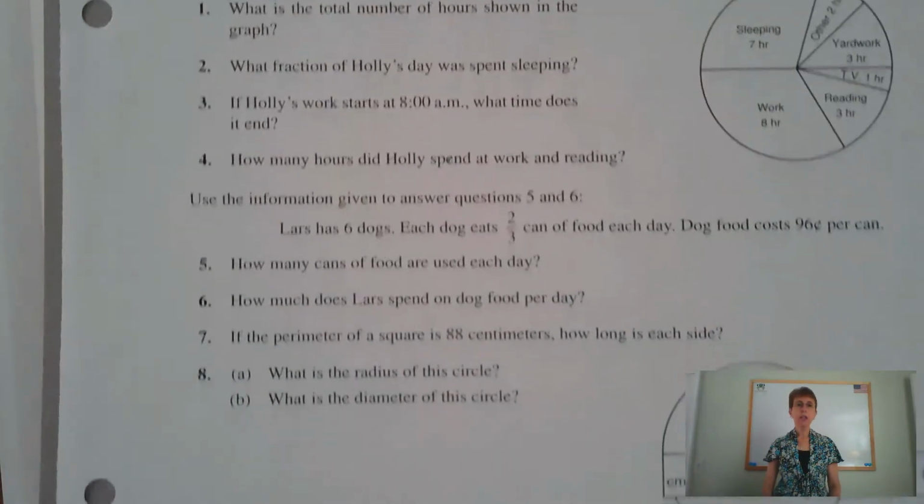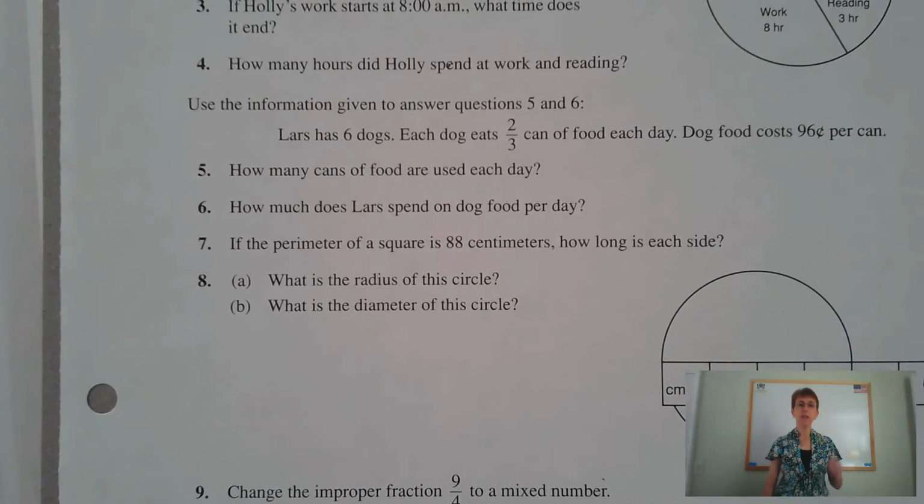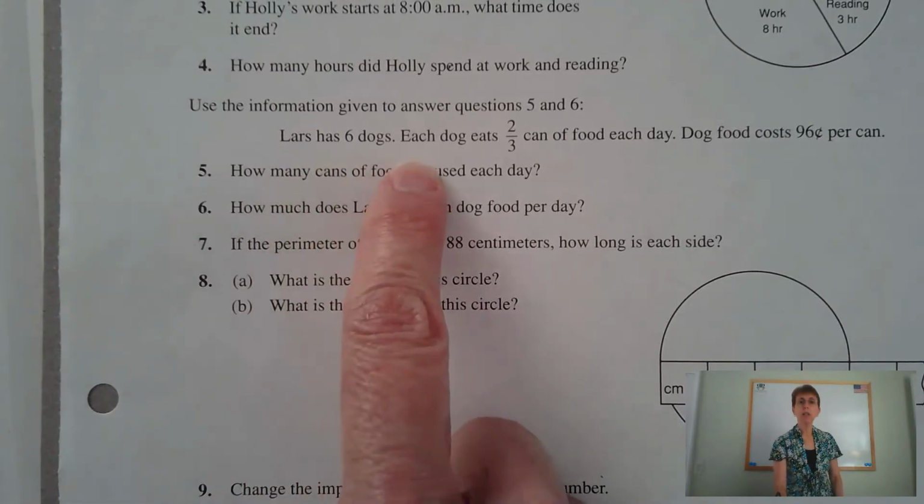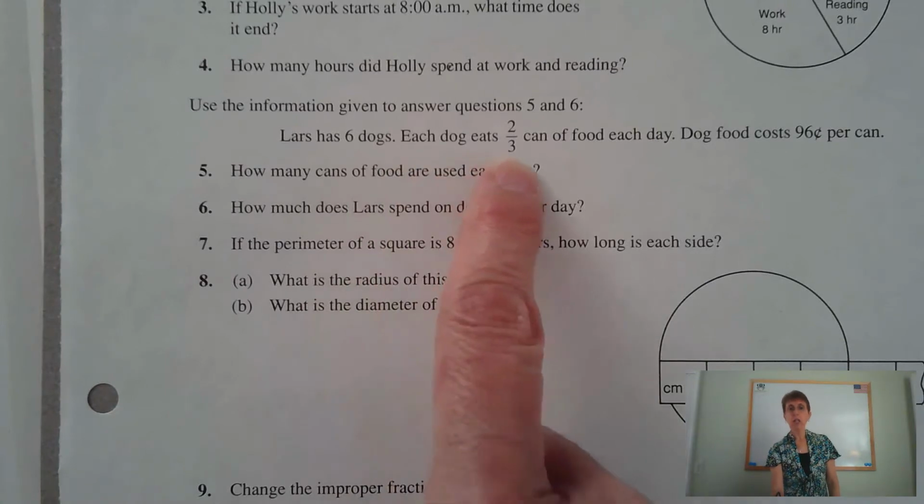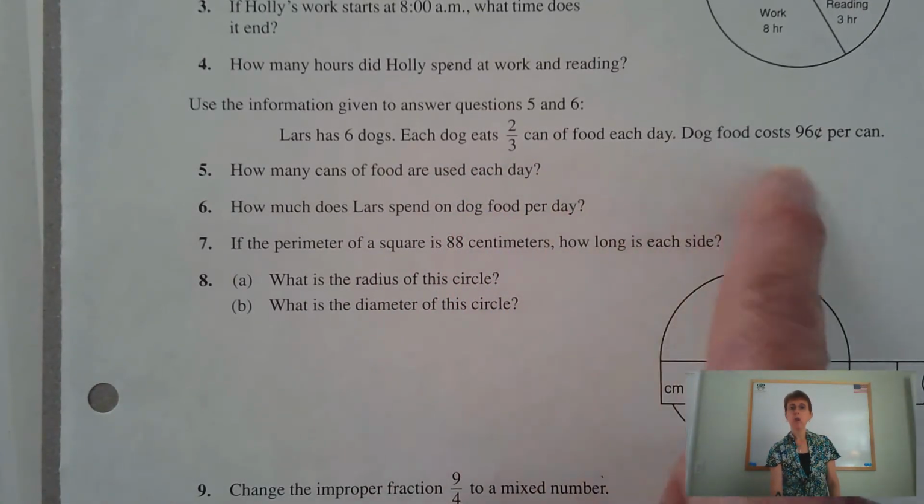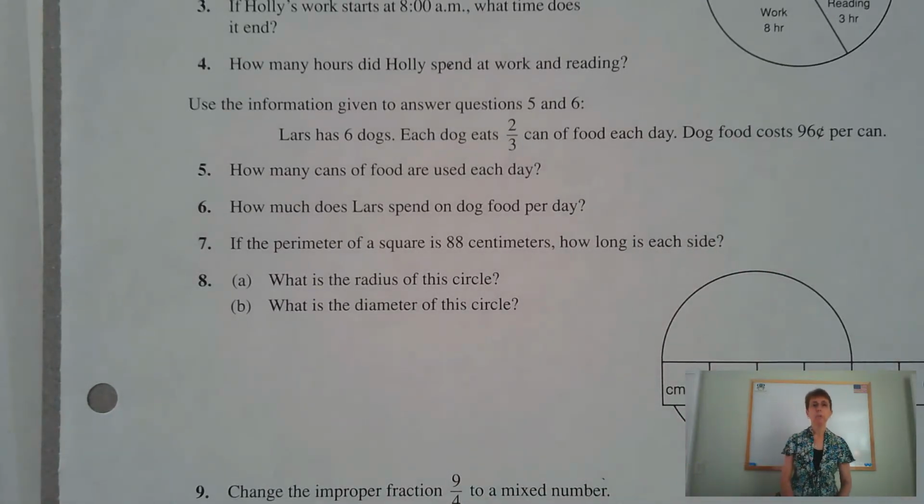The next section, use the information given to answer questions 5 and 6. And the information is, Lars has 6 dogs. Each dog eats 2/3 of a can of food each day. Dog food costs 96 cents per can. That means each can costs 96 cents.